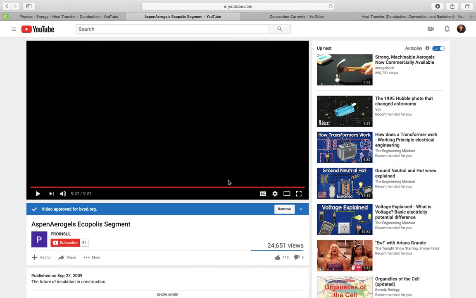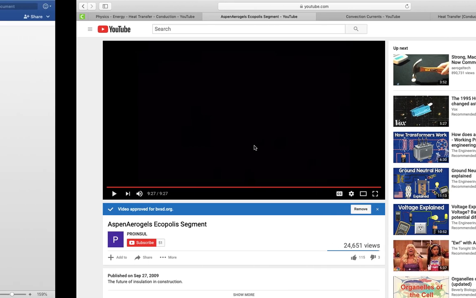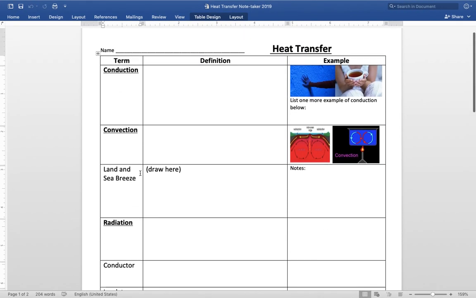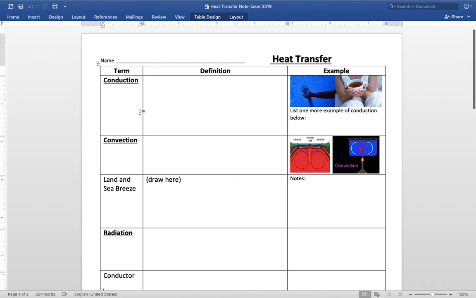So aerogel is a remarkable substance because someday it could help us engineer our buildings so we're not losing as much heat and we can actually be saving a lot of energy. So that's going to conclude conduction.